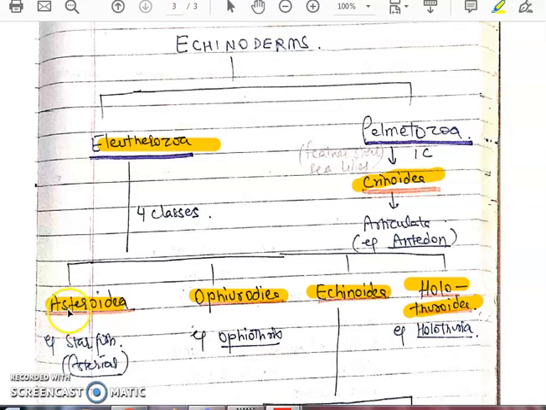In Asteroidea we see three larval stages: Dipleurula, Bipinnaria and Brachiolaria. In Ophiuroidea we see Ophiopluteus or Pluteus larva. In Echinoidea we see Echinopluteus larva. In Holothuroidea we see Auricularia and Doliolaria larva, and in Crinoidea we see the crinoid larva, also known as pentacrinoid. So these are the different larvae that we are going to study in this lecture.